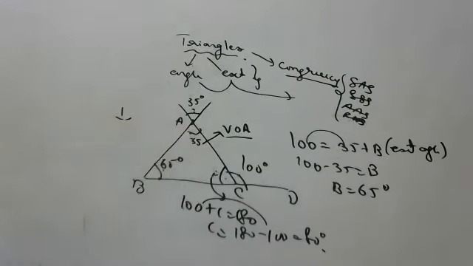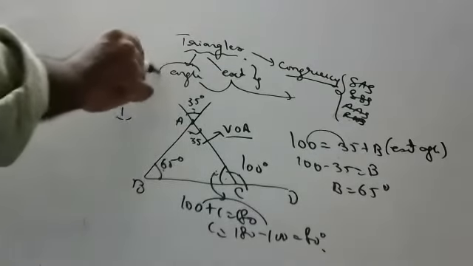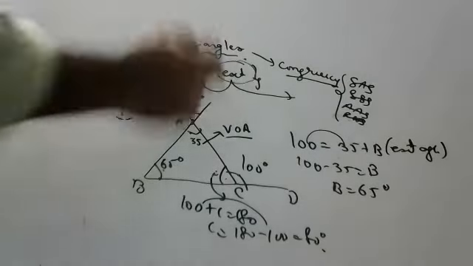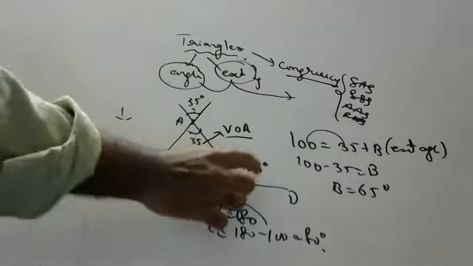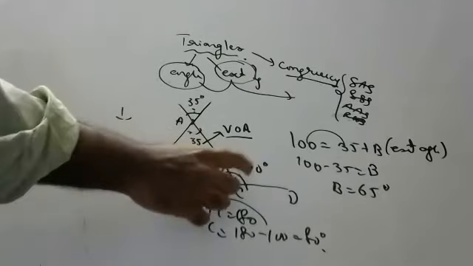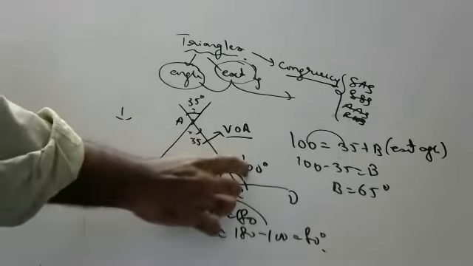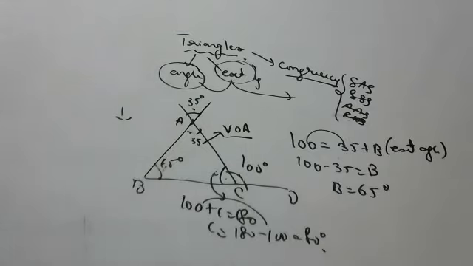This is linear pair. Children, I told you, these are the basic sums. Everywhere we will use either the angle sum property or the exterior angle theorem. Exterior angle is equal to the sum of interior opposite angles. Don't forget the theorem, a small property, children.